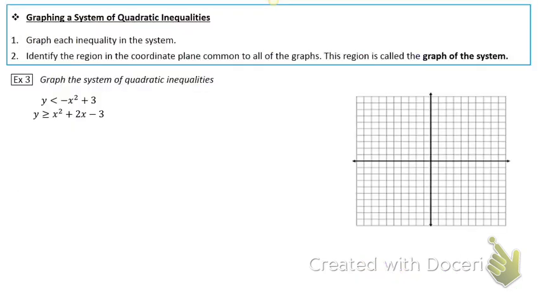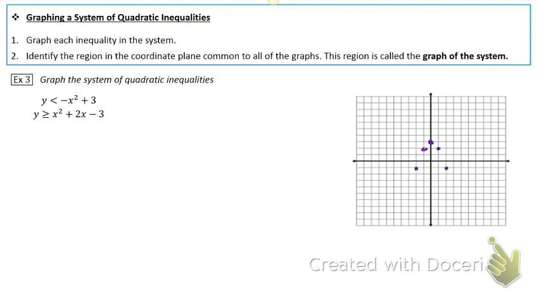Okay, moving on. Graphing systems of inequalities. You're going to graph each equation and you're going to shade where it overlaps. So the first one is dashed and the second one is solid. First one opens down, and you should be able to just look at that and know the y-intercept and the vertex are the same. So the vertex is 0, 3.